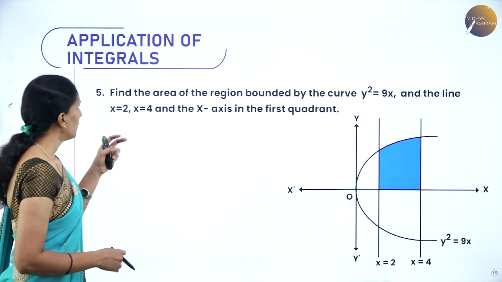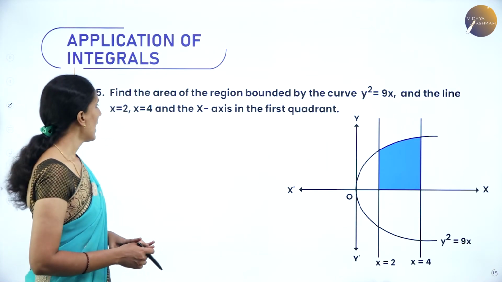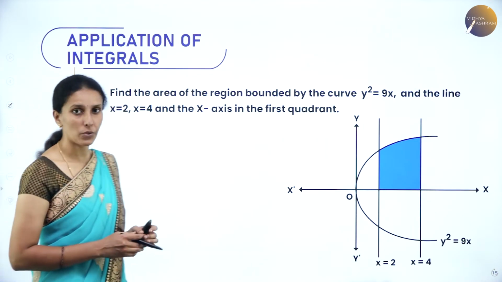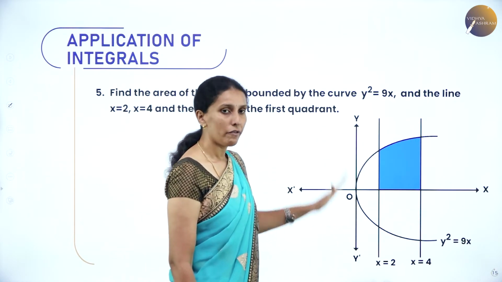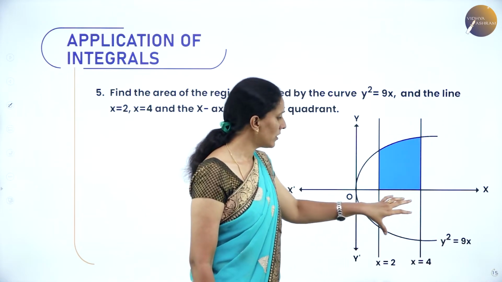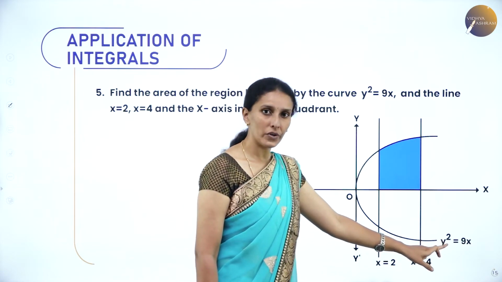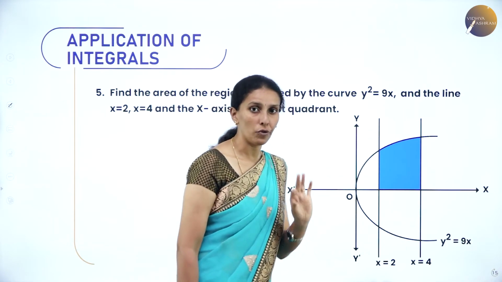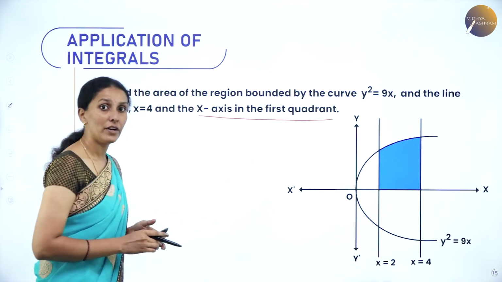Next one, find the area of the region bounded by the curve y square is equal to 9x and the line x is equal to 2, x is equal to 4 and the x-axis in the first quadrant. So here is the curve taken. I have taken x and y-axis, have drawn a curve y square is equal to 9x. So this is only a rough diagram. I have drawn a curve y square is equal to 9x, which is a parabola. I have taken a line x is equal to 2 and x is equal to 4. We need to calculate the area above the x-axis only in the first quadrant.